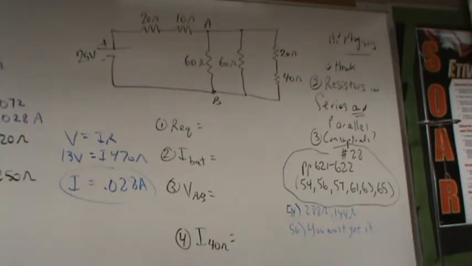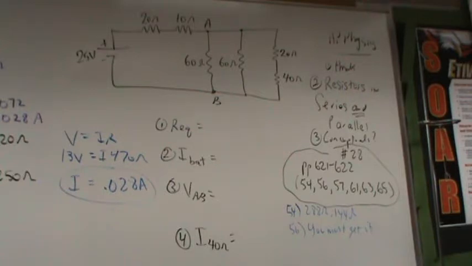Let's see what we got. What'd you get for the equivalent resistance? Here's the thing. You got these two guys being 60, right? And I got 60, 60, and 60 in parallel. You should be getting 20. Three 60s in parallel, you divide by 3, you should have 20. So something went wrong here.